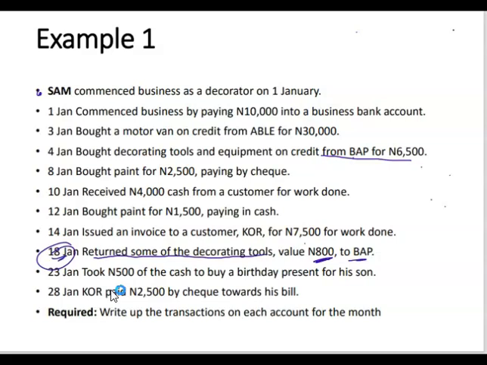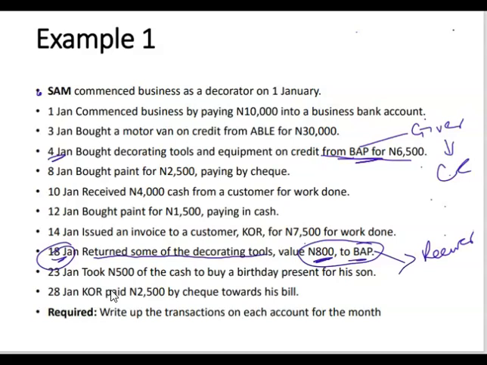Now, this transaction on the 18th compared to the transaction on the 4th. Now there's a change of role. VAP gave out this transaction earlier. We said VAP is what? A giver. We credited VAP account. In this case, VAP is now what? Changing role. Is now what? Receiving some of these equipment. That means it's now a receiver. What do we do? We debit it. That means this transaction will be recorded on the debit side of VAP. We record it on the debit side, referencing the date of transaction and the corresponding account, decorating tools and equipment.